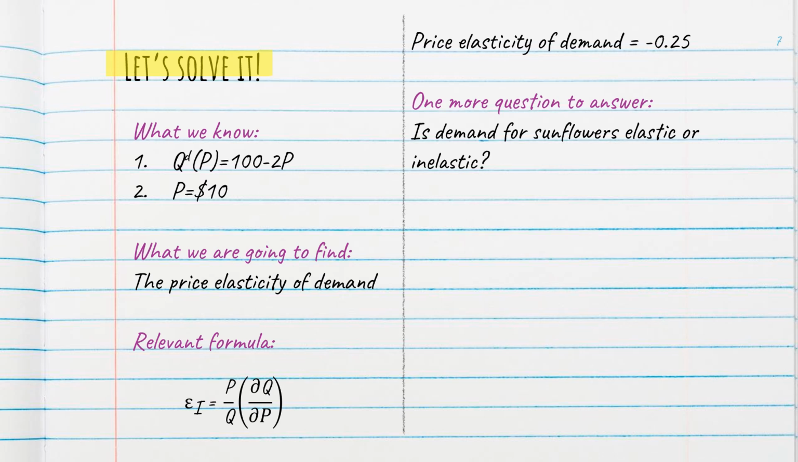Is demand for sunflowers elastic or inelastic? Now, to answer this question, it's all about the value of elasticity and where it lives. And in this case, because elasticity is falling somewhere between -1 and 0, we know that the demand for sunflowers is inelastic. If instead we had a value that was more negative than -1, then we would call demand elastic. But here, because it's close to 0, we're calling it inelastic.